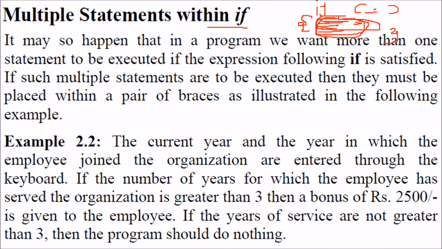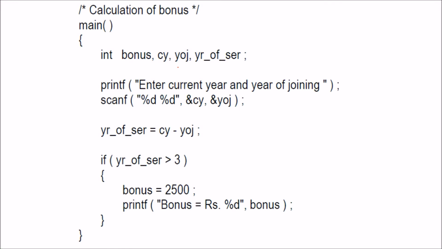We'll see an example. The current year and the year in which the employee joined the organization are entered through keyboard. If the number of years for which the employee has served the organization is greater than 3, he gets a bonus of 2500. Otherwise, he won't get anything. If the years of service are not greater than 3, the program should do nothing. See, this is our program. This is bonus, this is current year, this is year of joining, this is year of service.